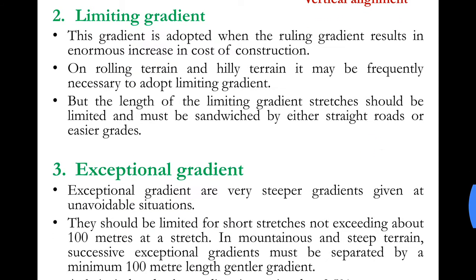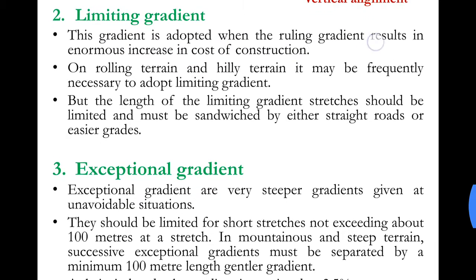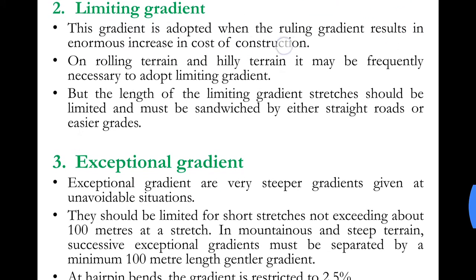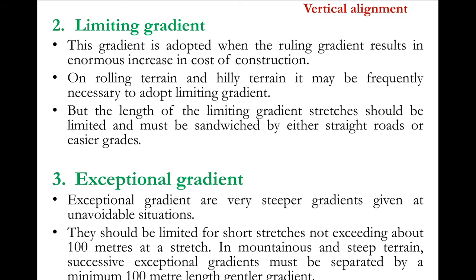Now the second type of gradient is limiting gradient. This gradient is adopted when the ruling gradient results in enormous increase in the cost of construction. Now, if we are providing a gradient from point A to point B, that is a ruling gradient, and if the length is too much, and due to this huge length, the cost of construction is more, then in that case, in order to reduce the cost of construction, what we do is we provide a limiting gradient. Limiting gradient is nothing but a steeper gradient as compared to ruling gradient.